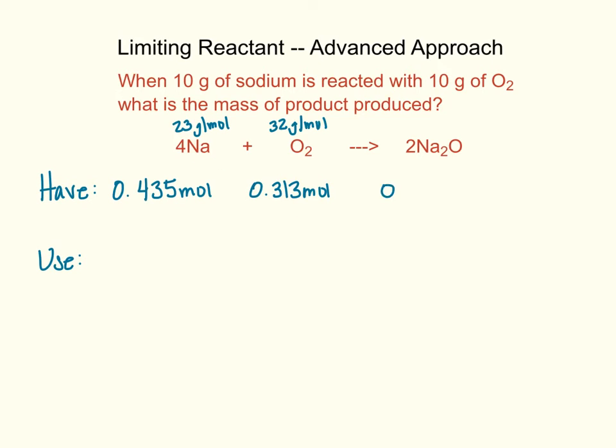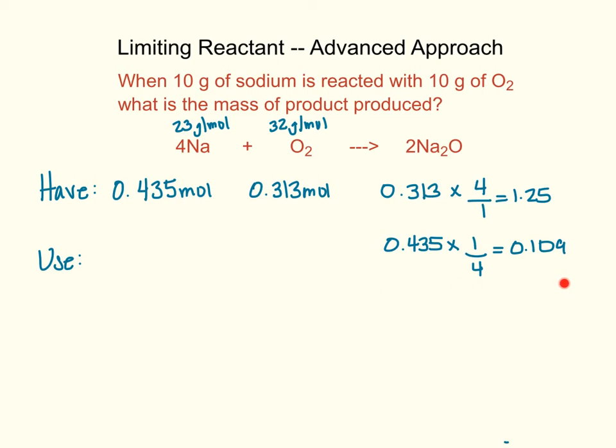So I'm going to have 0.313, and remember, go to your coefficient of the opposite reactant first. So this is 0.313 times 4/1, and I'll get 1.25. So to completely use up all of my oxygen, it will take 1.25 moles of sodium, which I don't have. I only have 0.435 moles of sodium. So I'm not going to be able to use up all of my oxygen.